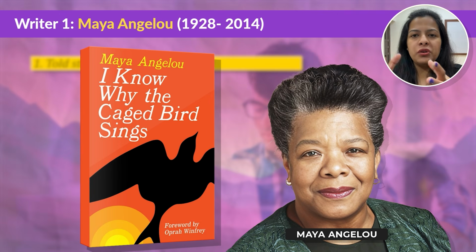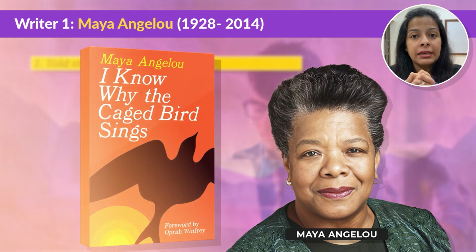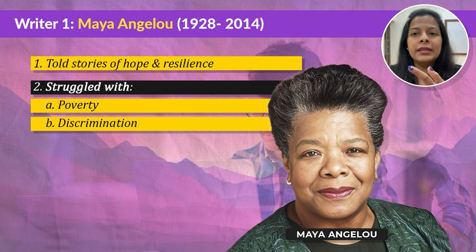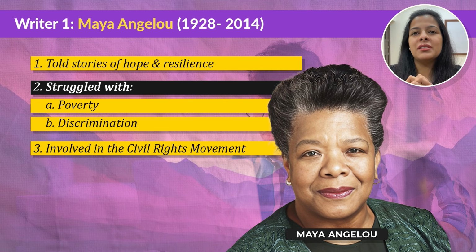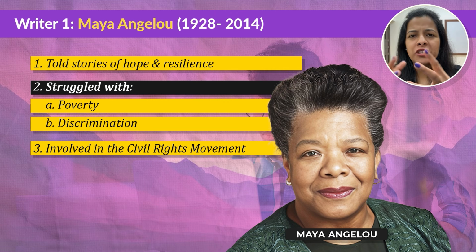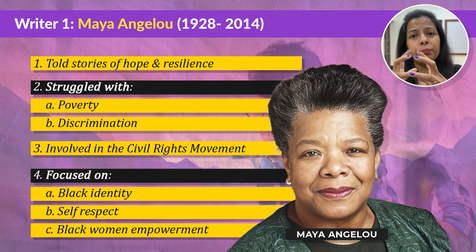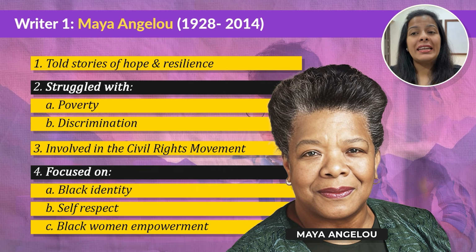Now, the most important work that you should know is her autobiography, that is, I Know Why the Caged Bird Sings. And in this, she courageously recounts her early life, which was filled with struggles like poverty and discrimination. Another interesting fact about her is that she was deeply involved in the civil rights movement, and she was working alongside great leaders like Martin Luther King Jr. And she was fighting against the inequality and injustice that a lot of Africans were facing at that time. Through her poetry and prose, she celebrated Black identity and she emphasized self respect, inspired empowerment, particularly for Black women.